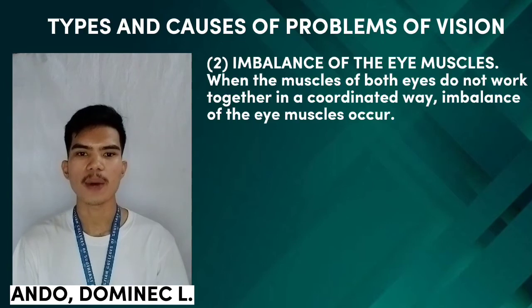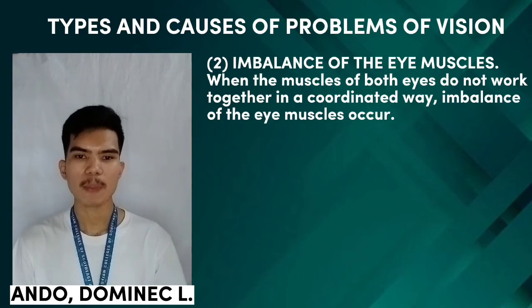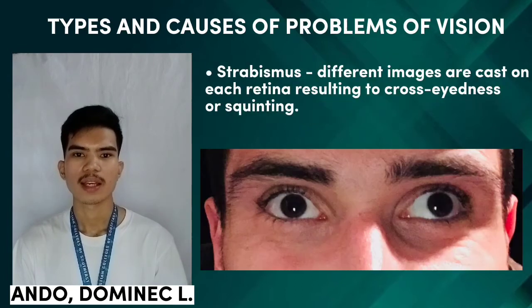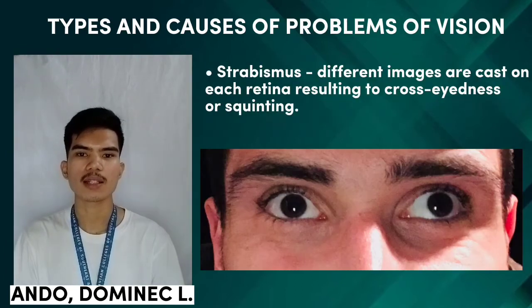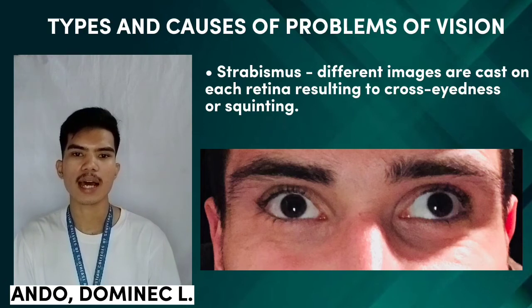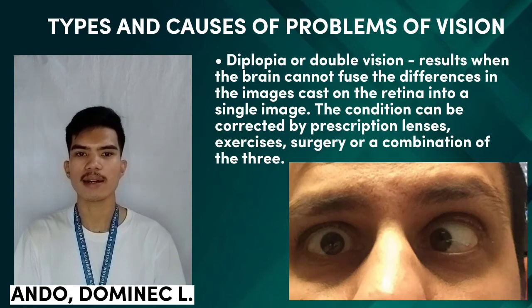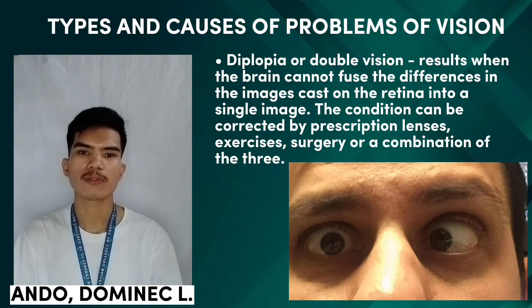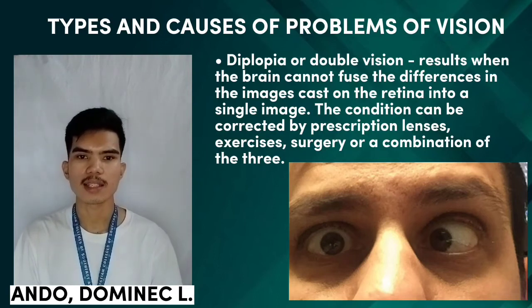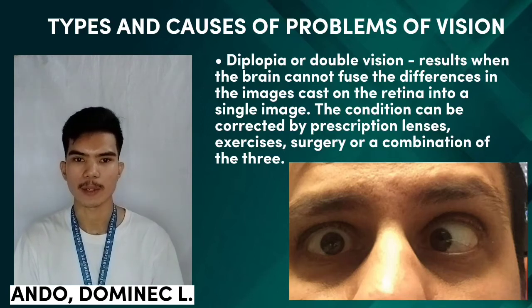The second one is the imbalance of the eye muscles. When the muscles of both eyes do not work together in a coordinated way, imbalance of the eye muscles occurs. In strabismus, different images are cast on each retina, resulting in cross-eyedness or squinting. Diplopia or double vision, on the other hand, results when the brain cannot fuse the differences in the images cast on the retina into a single image. The condition can be corrected by prescription lenses, exercises, surgery, or a combination of the three.